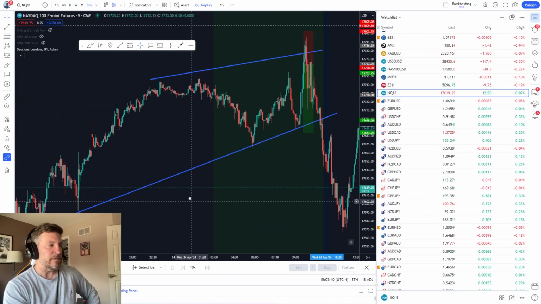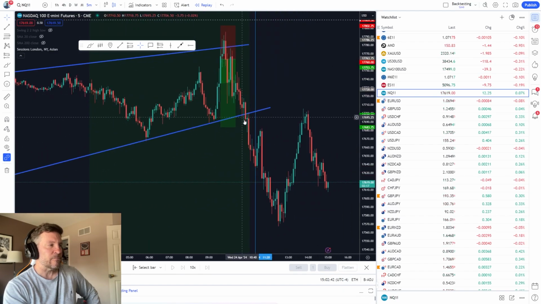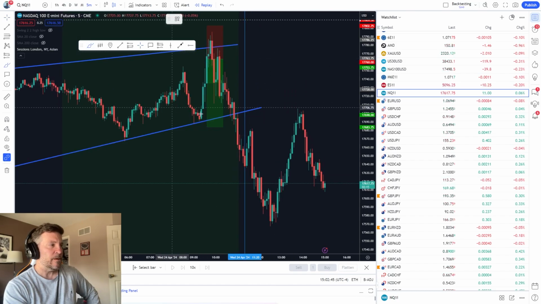Here is the breakout today. Right here, there's a close below. If you can see that right there, there is a close below.